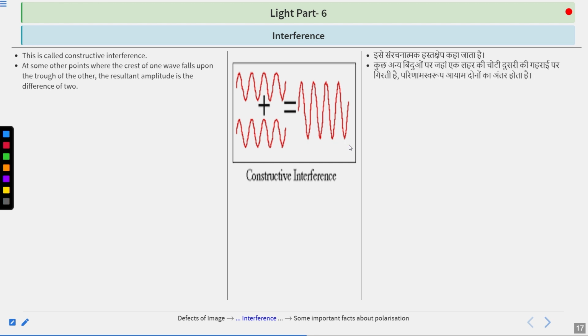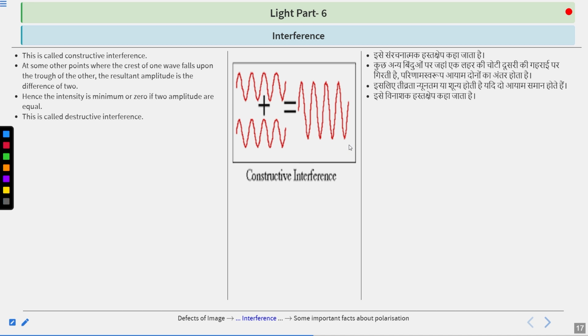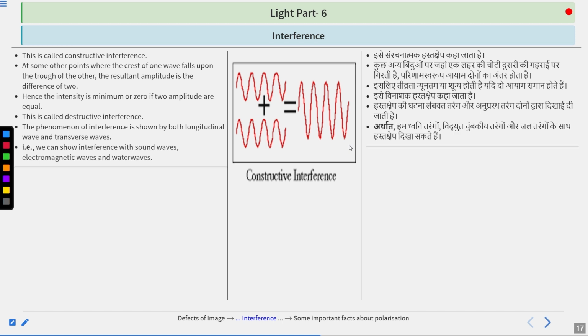At some other points where the crest of one wave falls upon the trough of the other, the resultant amplitude is the difference of the two. Hence, the intensity is minimum, or zero if the two amplitudes are equal. This is called destructive interference. The phenomenon of interference is shown by both longitudinal and transverse waves. Therefore, we could show interference with sound waves, electromagnetic waves, and water waves. Why? Because sound waves are mechanical longitudinal waves, whereas electromagnetic waves are transverse waves, and we could even see it with water waves.